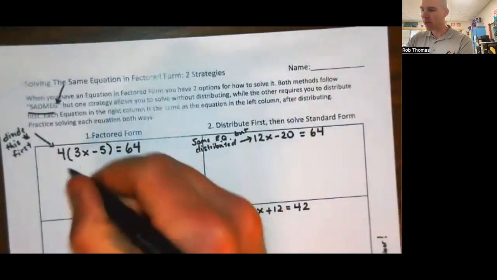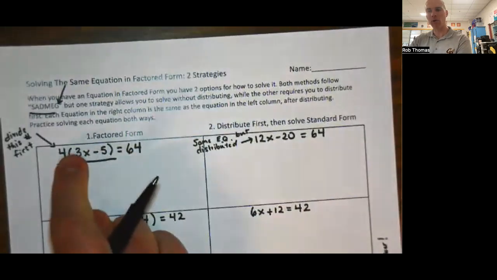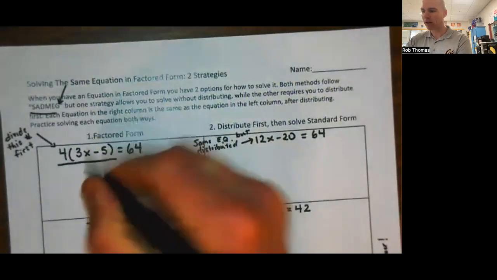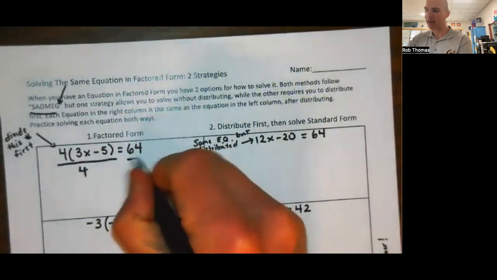The way you would do this is by dividing the entire side of the equation by 4. I'm not just dividing 4 by 4. I'm dividing everything by 4. But I don't put my division symbol underneath the equal sign. I almost did there on accident. And I divide this by 4.